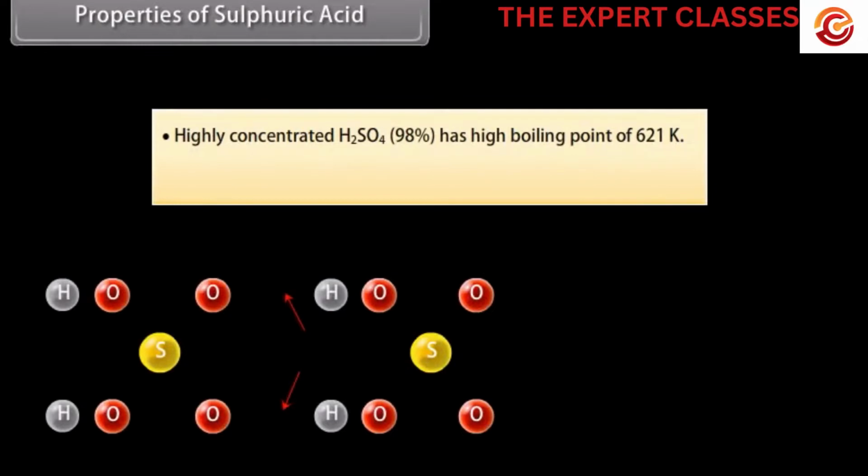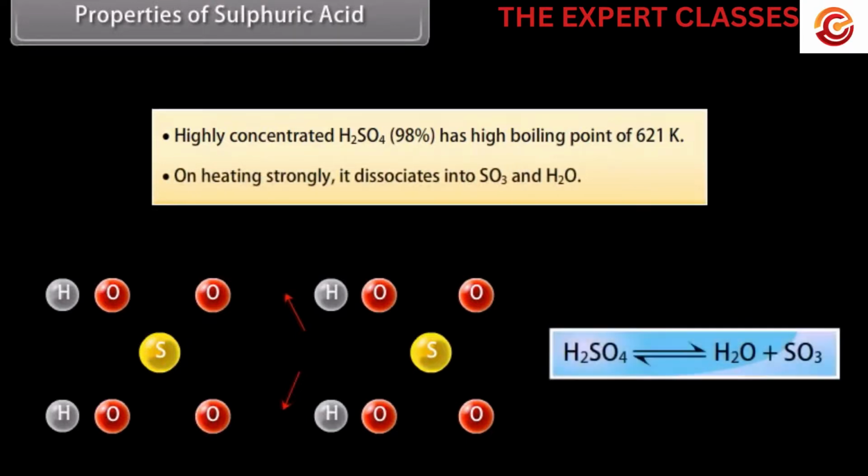Highly concentrated H2SO4 has high boiling point of 621 Kelvin. It shows that H2SO4 has associated structure due to hydrogen bonding. On heating strongly, it dissociates into SO3 and H2O.